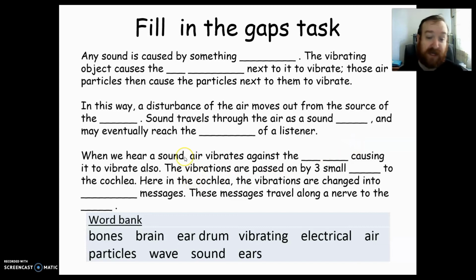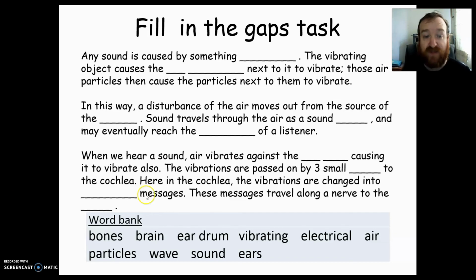The vibrations are passed on by three small somethings to the cochlea. Here in the cochlea, the vibrations are changed into something messages. These messages travel along the optic nerve to the something.